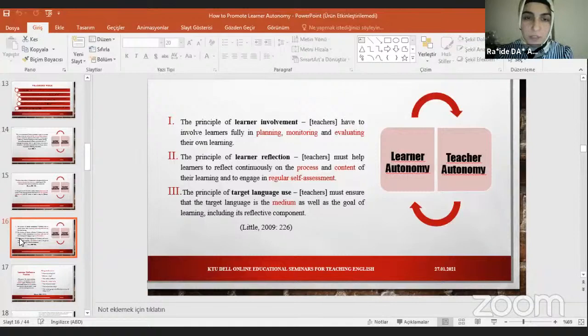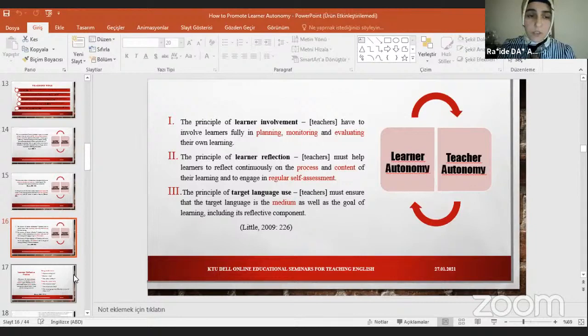For learner reflection, you must help your learners to reflect continuously on the process and content of their learning. And you should engage them in their assessment processes as well, so they should assess themselves regularly. The next principle is about target language use. As a teacher, you should provide opportunities for your learners to be exposed to the target language. That means you should use the target language as a medium and also as the goal of their learning, because it is the target of your students to learn that language.